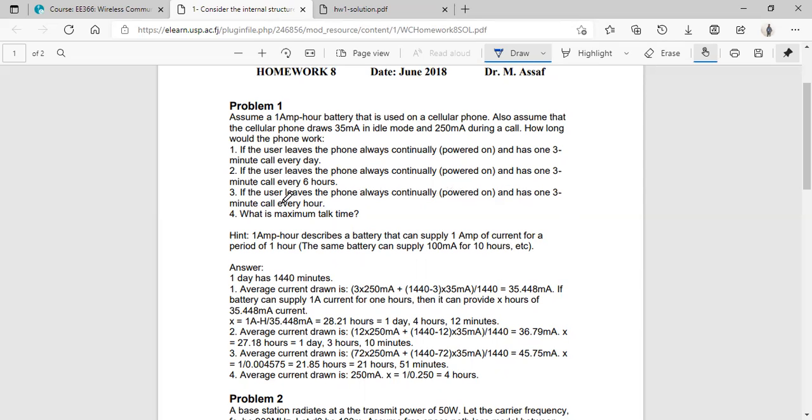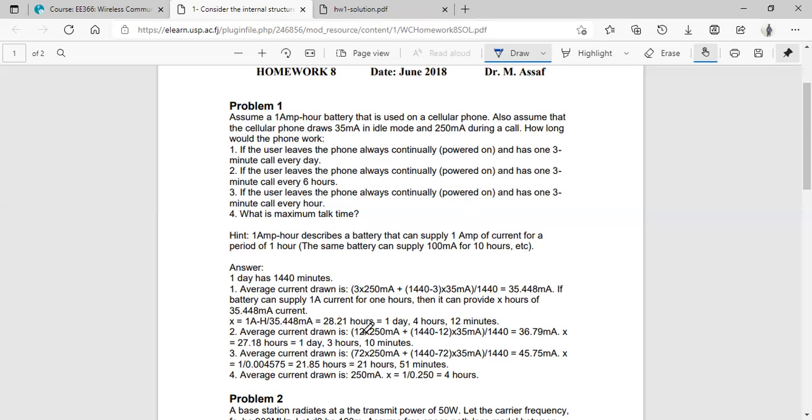So if the user takes a 3-minute call every hour, he'll be taking 24 calls in the 24-hour period, isn't it? So 24 multiplied by 3 minutes will be equivalent to 72 minutes of call altogether, right? So in a whole day, for 72 minutes, the user will be taking the call. Each call consumes 250 milliamperes during a call, right?